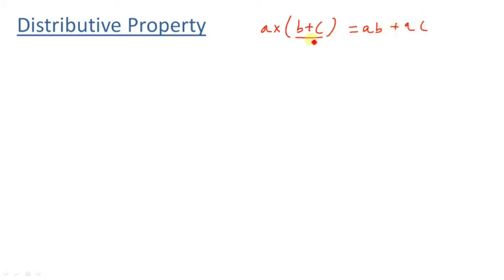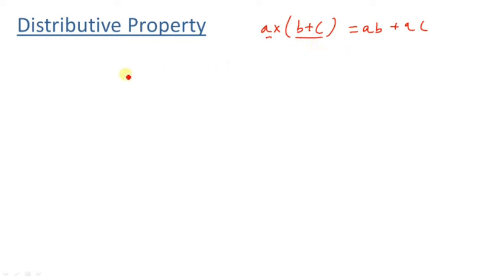This is the distributive property. Look at the title. The title says distributive property. It means it is distributed. There are b plus c. It means b is multiplied with a and c is also multiplied with a. B and c are distributed with a. That is why the name is distributive property. So a into (b plus c) will be equal to ab plus ac.